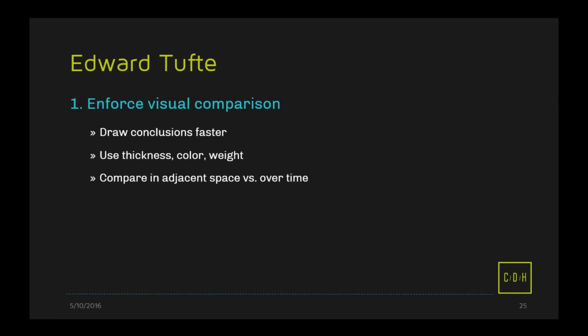So the first one is enforce visual comparison. You want your data visualizations to make your audience draw conclusions faster. So you want to remove all the clutter. We process with our brain, so when we have fewer optical distractions, we can make our assumptions and our decisions a lot faster. Use thickness, color, and weight. Compare adjacent space versus over time, and what that means is you want to utilize a comparison or relationship between your data points. If you remember back to the visual rhetoric, you want to use contrast, repetition, alignment, proximity to help usher those points forward.